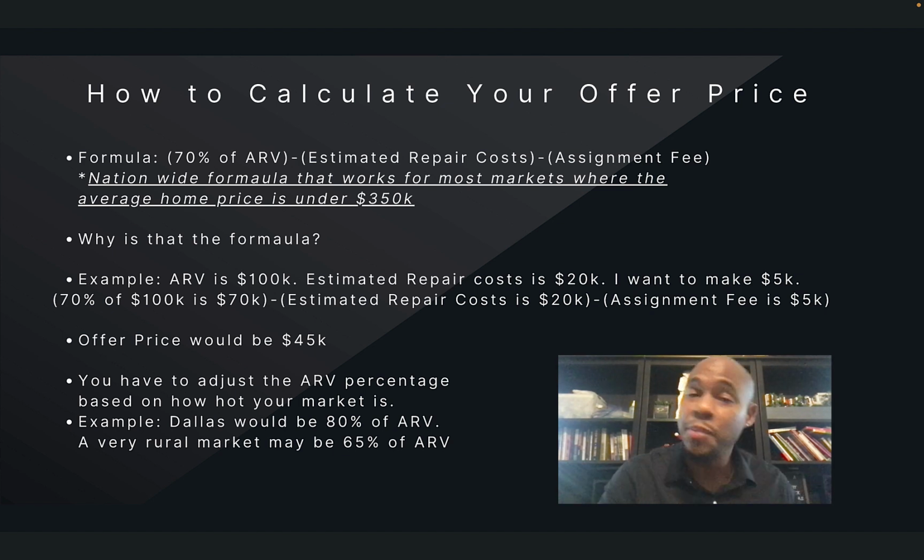And then on the opposite end, for very rural markets, you can spread it out a little bit: 65% of ARV minus repairs minus your assignment fee. Why? Because there's less competition. I can offer a little bit less because I'm not competing with so many people. So you're going to be able to get that property at a little bit better price.